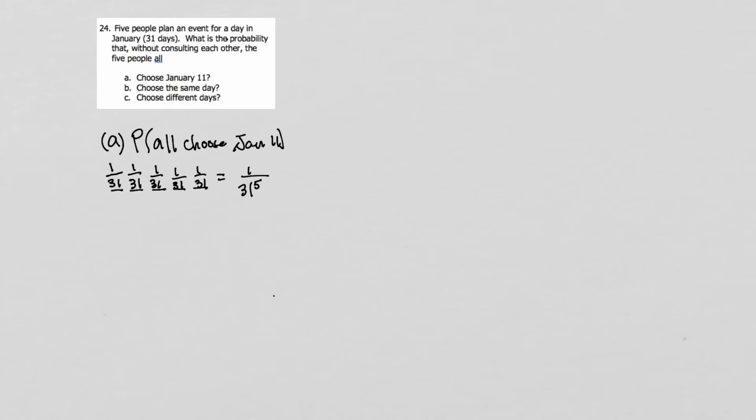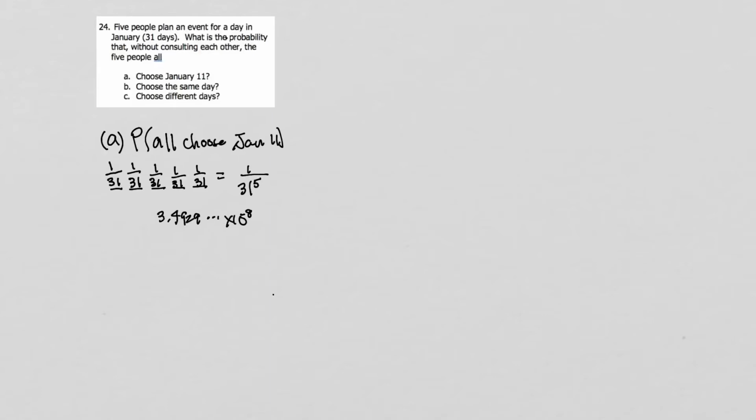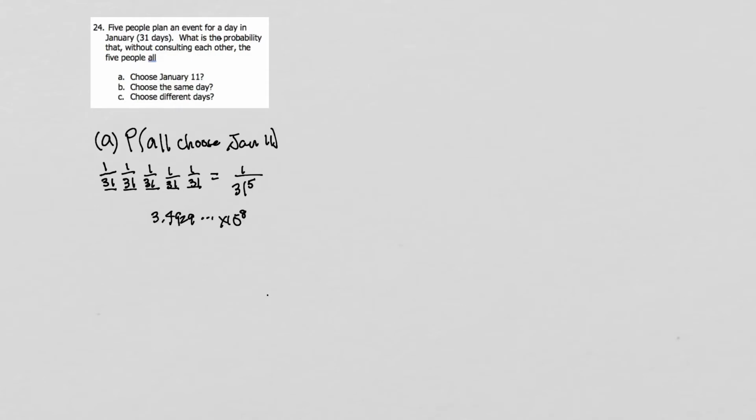When I did this, I got this number here, 3.4929... times 10 to the negative 8. And if we put this from scientific form into standard form, this decimal point is going to go 8 places this way, giving us 7 zeros and a 3 and a few other numbers. But if we round off to 4 places, the probability of this happening is essentially 0.